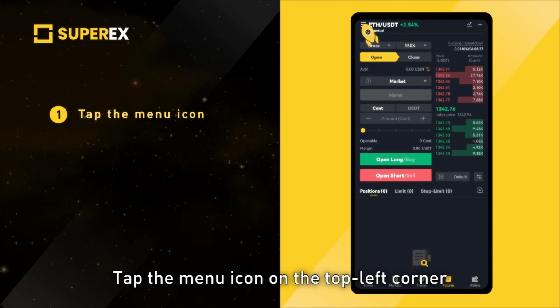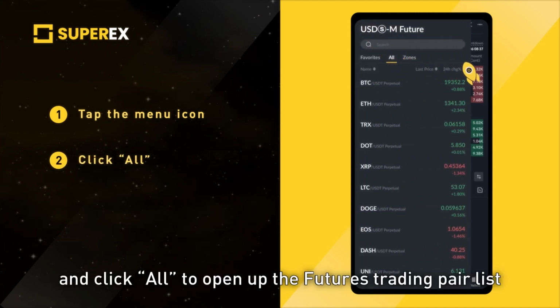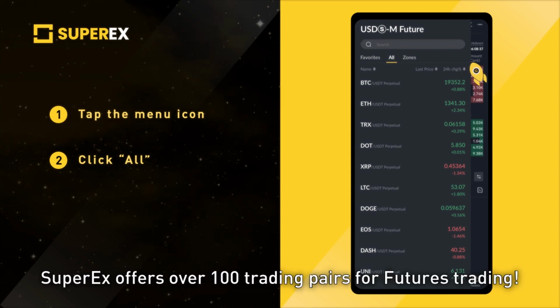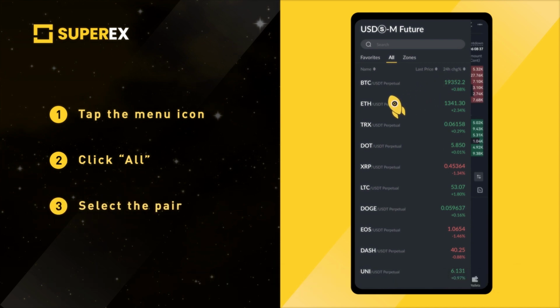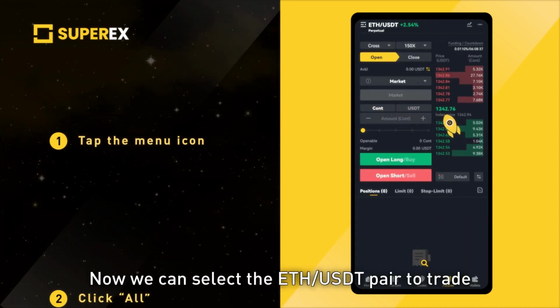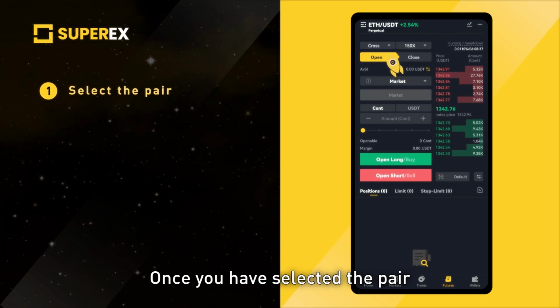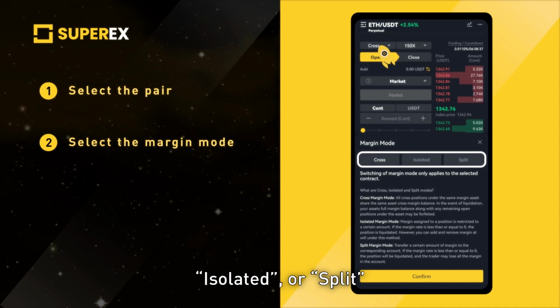Tap the menu icon on the top left corner and click All to open up the futures trading pair list. SuperEx offers over 100 trading pairs for futures trading. Now we can select the ETH USDT pair to trade. Once you have selected the pair, you can change the margin mode to cross, isolated, or split.